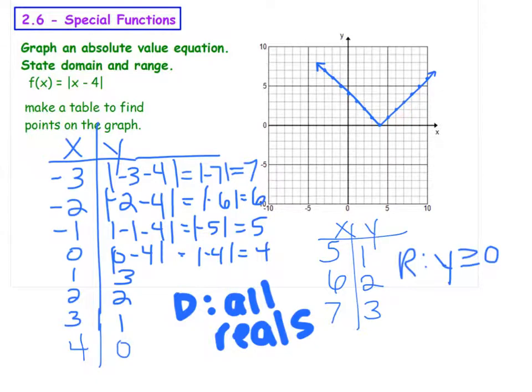Be sure not to say integers because it's not integers. There's any number in between as well. Because you plug in 3.2, be negative 0.8 and positive 0.8. So you can have any number for the output, just not negatives.